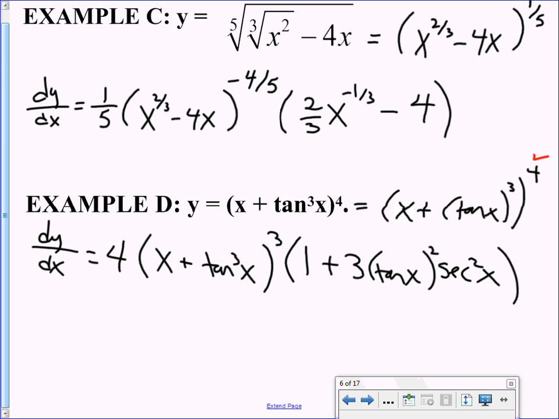So we took the derivative of the outer function, 4 all that cubed. But for the derivative of the inside, since it was a sum, we took the sum of the derivatives. The derivative of x was just 1. And the derivative of tan x cubed is 3 tan x squared times secant squared x. We had to use the chain rule for that part.